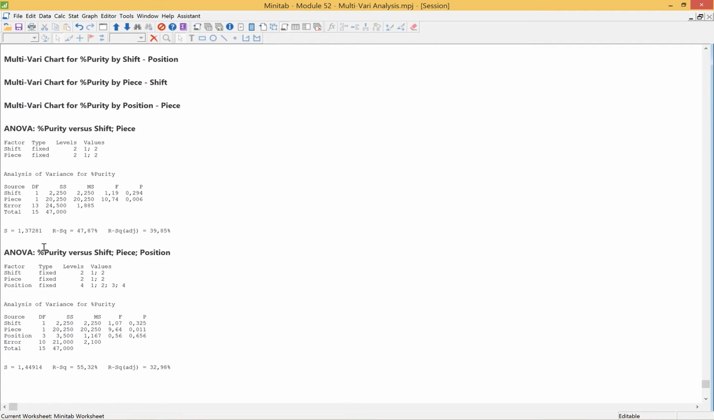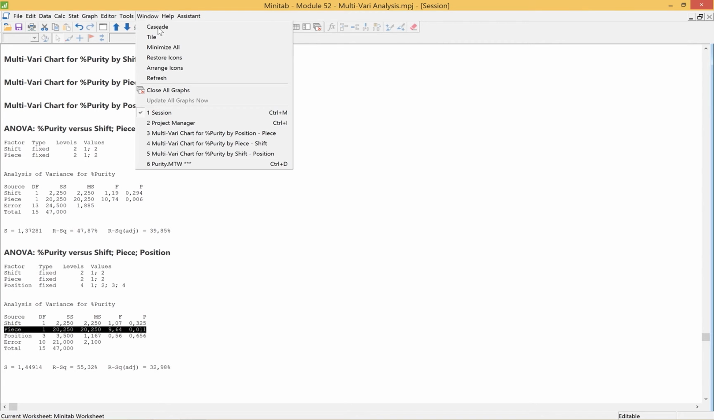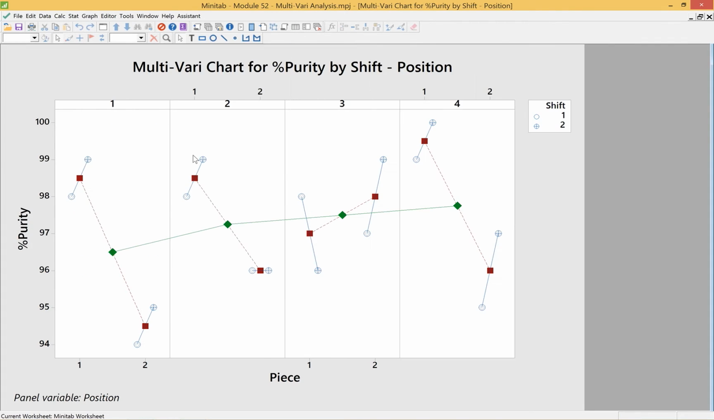Okay, and here I see in the ANOVA for shift, piece, and position, the p-value, the only thing that's significant is the piece-to-piece variation. So this is the mathematical proof that says that is the true factor that's important. And if then I take a look at these graphs and I see the multi-vari chart, and I say, okay, so piece-to-piece variation is significant, I can see it here, okay? It's raising some questions about these others.